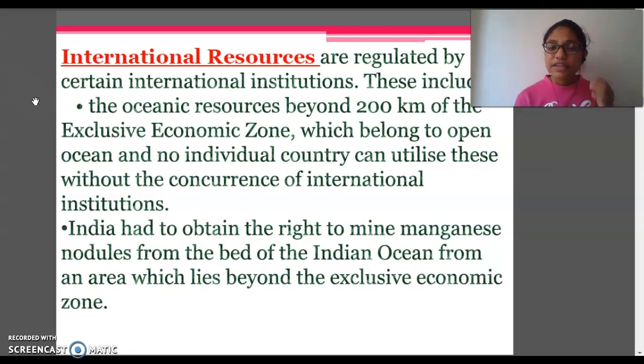And the third and last, last but not the least, is international resource. Such resources do not belong to any particular country, but to the entire world. They are owned by a particular international institution. For example, the oceanic resources beyond 200 kilometers of the exclusive economic zone belong to the open ocean, and no other country has the right to claim that ocean, but it belongs to an international institution.